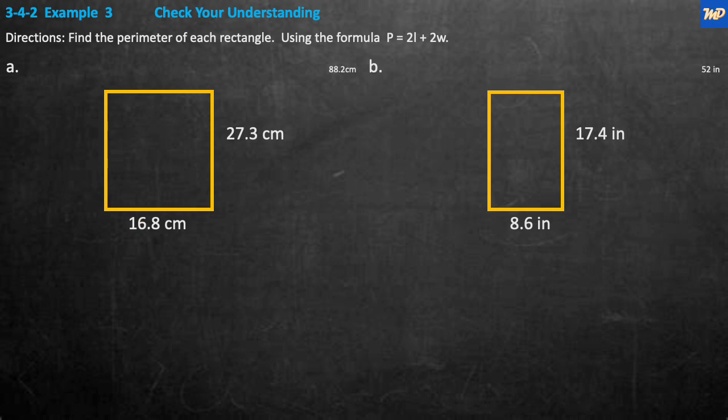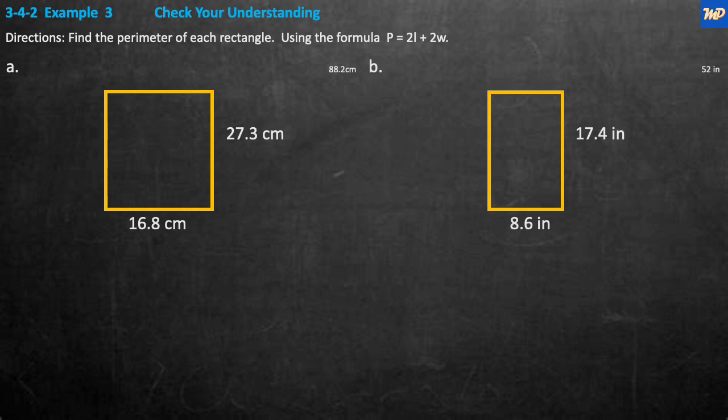Example 3. Check your understanding now. Directions: find the perimeter of each rectangle using the formula P equals 2L plus 2W. Okay, there they are. I'll wait. You come back. I'll give it a little time here, and when you come back, we'll do these together. Okay, hopefully you finished them and you're back, and we'll do these now together.